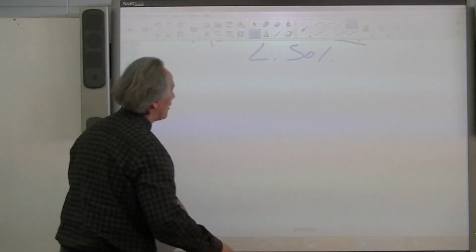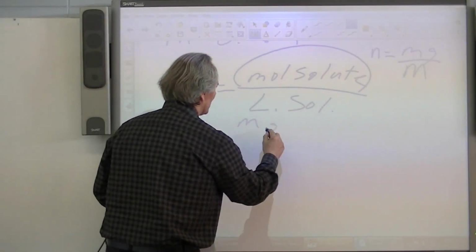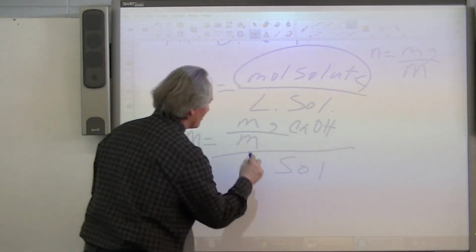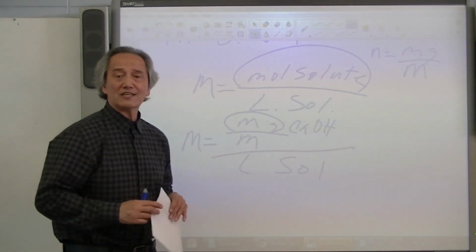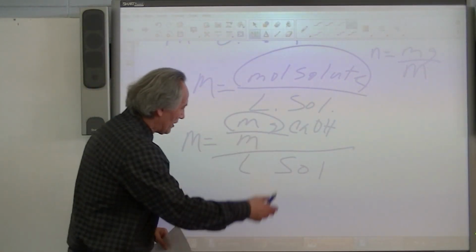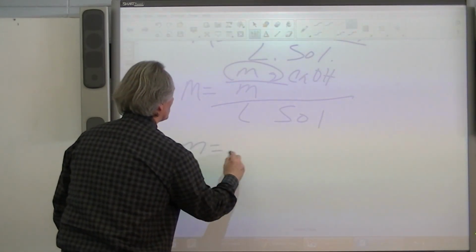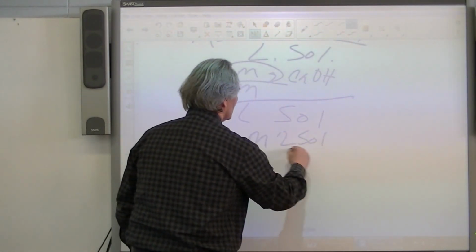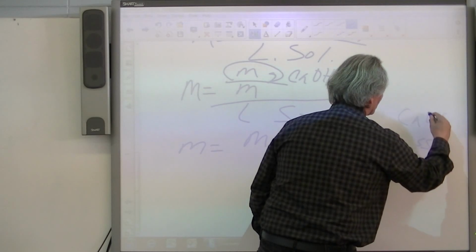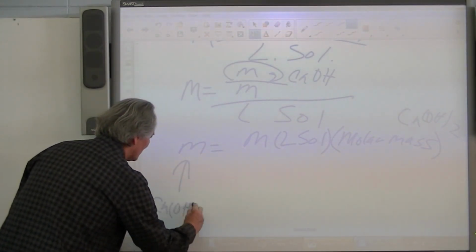So first of all, why don't we rearrange this equation? We rewrite the molarity expression: molarity equals mass in grams divided by the molar mass of the calcium hydroxide, divided by liter solution. We are looking for this mass, the calcium hydroxide. Let's rearrange it such that mass is expressed in terms of molarity, molar mass, and liter solution. So mass is equal to molarity times liter solution times the molar mass of calcium hydroxide. We're looking for the calcium hydroxide in grams.